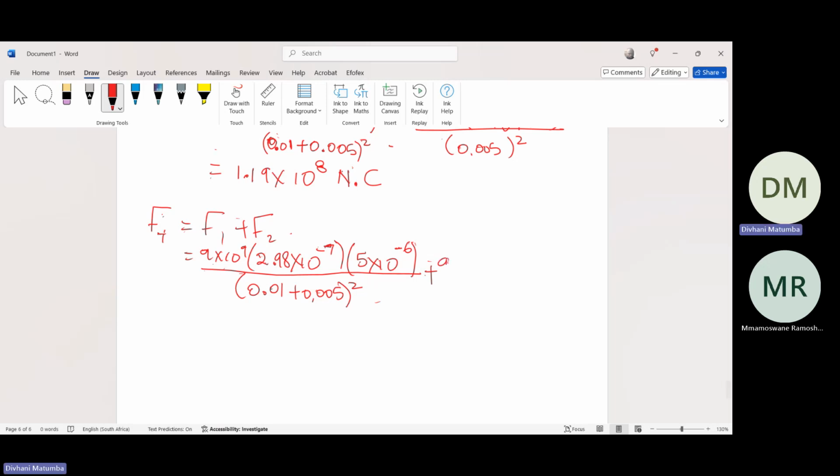And then plus 9 times 10 to the power of 9 times 2.98 times 10 to the power of minus 7 times 5 times 10 to the power of minus 6, divided by the distance, 0.005 squared. Let's see what we're going to get.